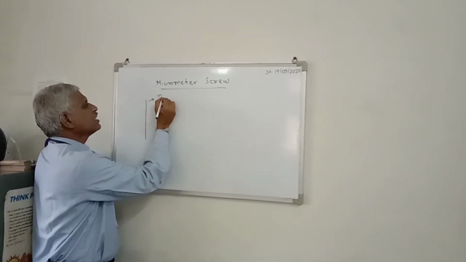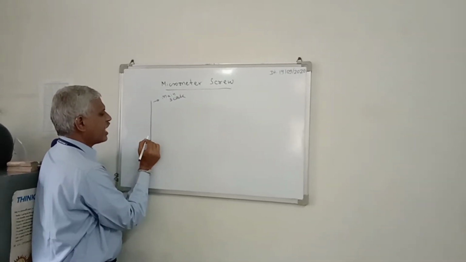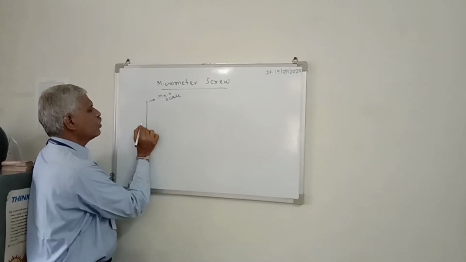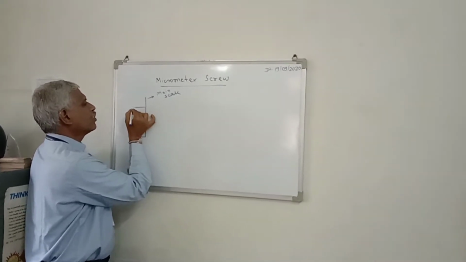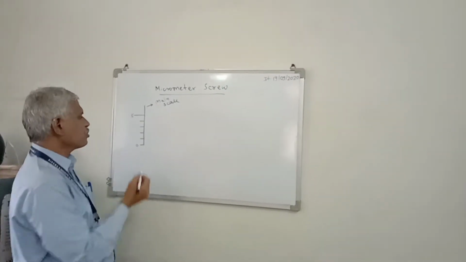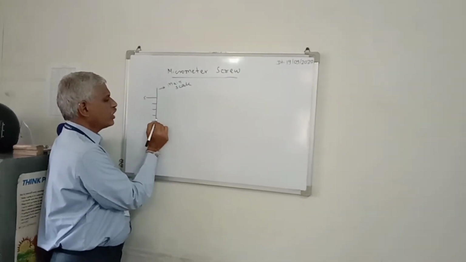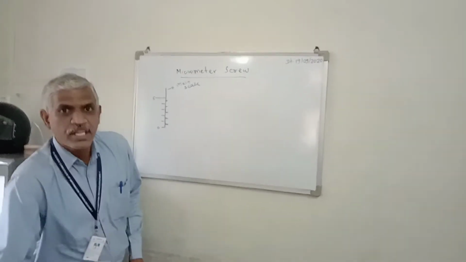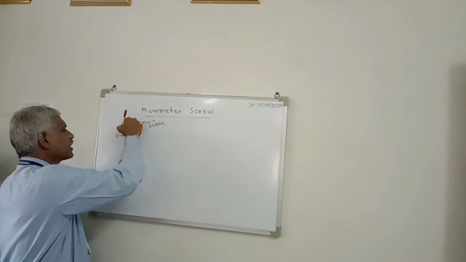So this is the main scale, and it is calibrated in millimeters as 0, 1, 2, 3, 4 and 5 millimeters and so on. Some micrometers have an arrangement on the main scale where this 1 millimeter is further divided into two equal parts like this, and there is another scale called the circular scale.